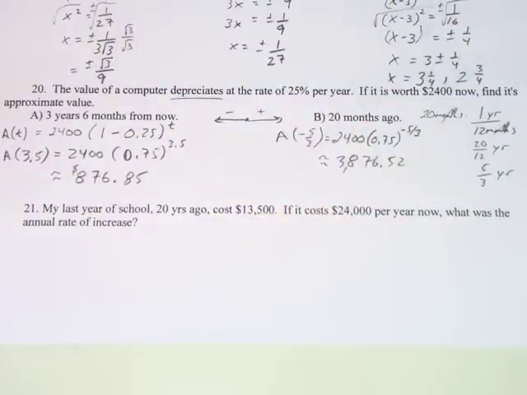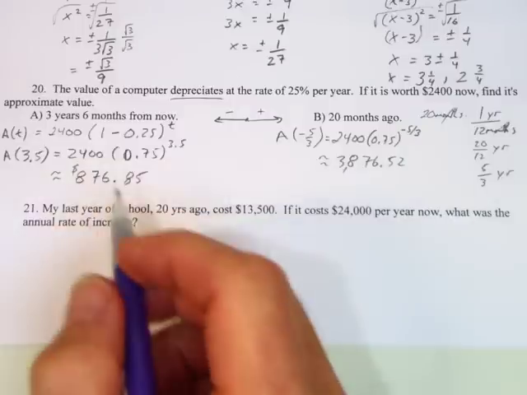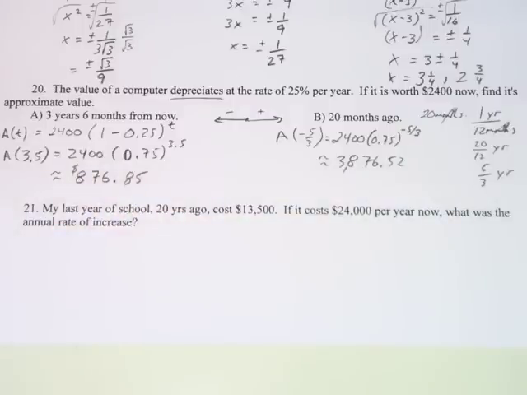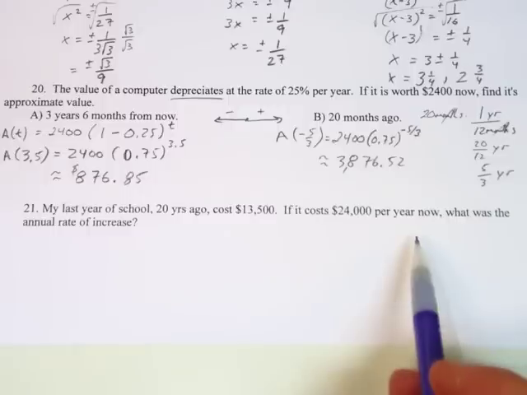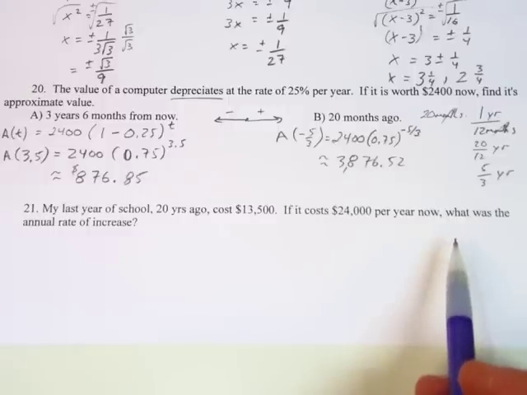And then the last one is: my last year of school 20 years ago cost $13,500. It costs $24,000 per year now. What was the annual rate of increase?